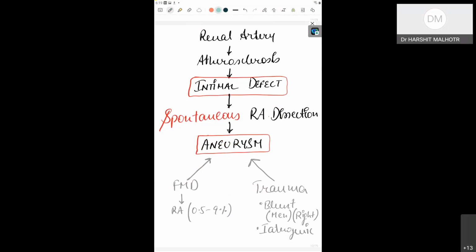The other two diseases, like fibromuscular dysplasia, in which renal artery involvement is seen in 0.5 to 9%. And in trauma, which is blunt or iatrogenic, it is seen that blunt trauma is commonly seen in men and on the right side.